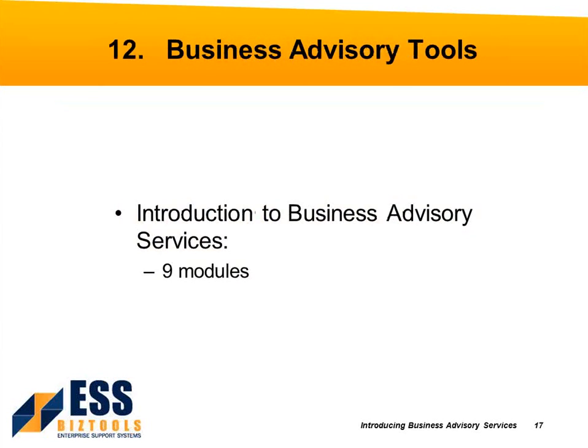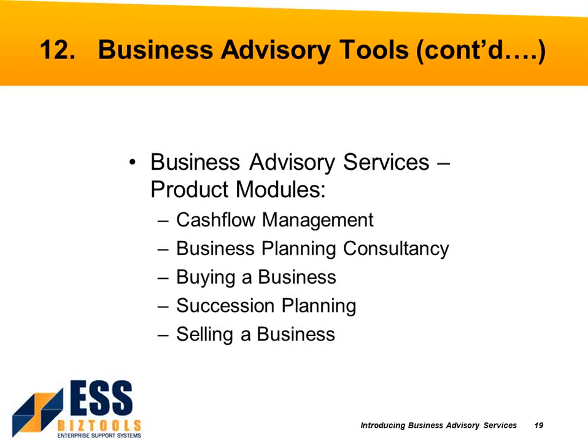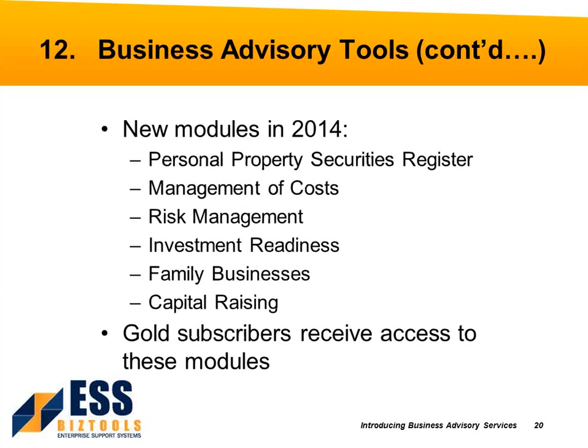So we move on now, we just talk about some other aspects of ESS Biz Tools. Within the Introduction to Business Advisory Services, there are 9 modules which will help you get ready to deliver business advisory services. And then we've talked about the product modules, and on the screen you've got 5 of the product modules that are available. So these are fully prepared, ready to use with forms and articles, quotation forms, and there's some of the others that are prepared, ready for use.